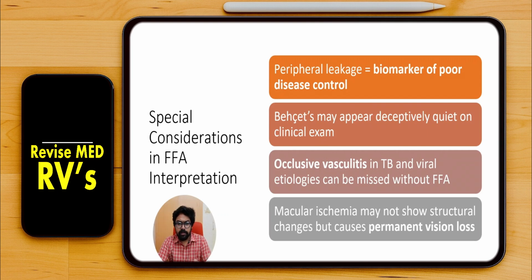Especially in case of Behçet, clinical examination of the patient may be normal, but FFA will reveal that they have a fern-like pattern of inflammation. And occlusive vasculitis in case of tuberculosis or viral etiology can be missed without FFA. And macular ischemia may not show structural changes, but it can cause permanent visual loss.